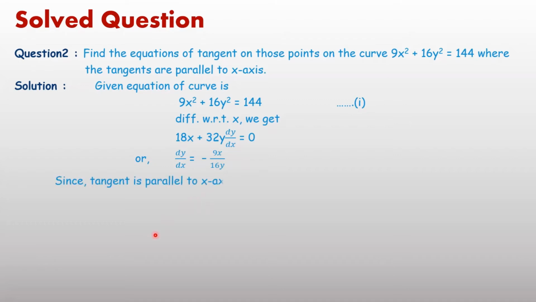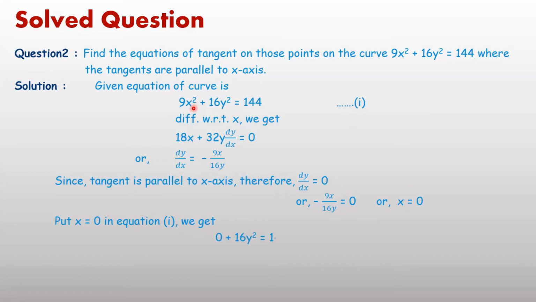Therefore, it is given that the tangent is parallel to the x-axis, means the slope of tangent is 0, means dy by dx is 0. And if dy by dx is 0, it means minus 9x upon 16y equal to 0. 16y transferred to the right side, so minus 9x equal to 0, or x equal to 0. Put x equal to 0 in the given equation of curve.